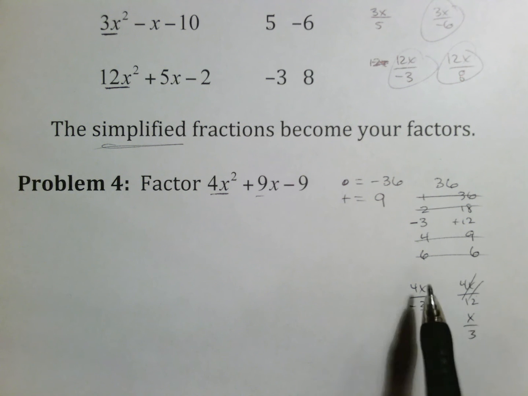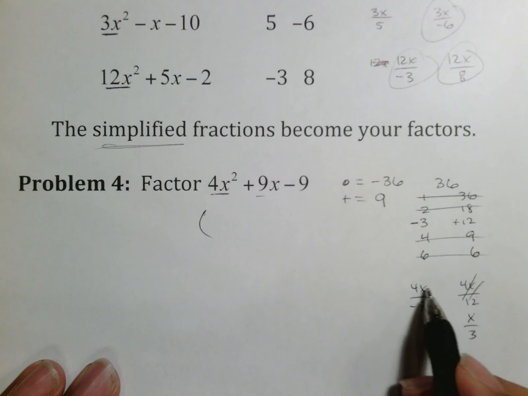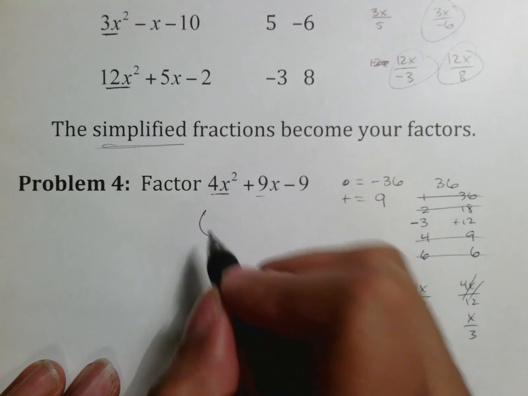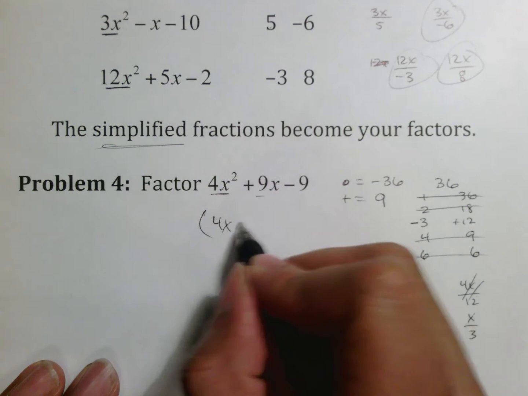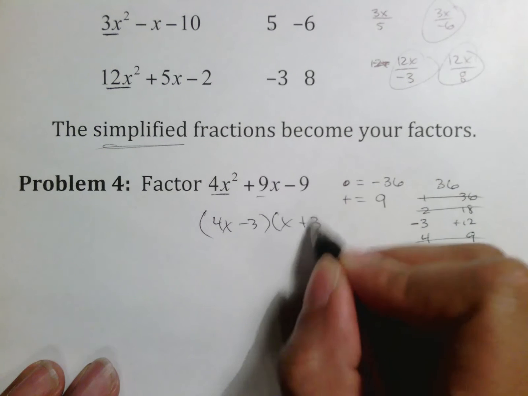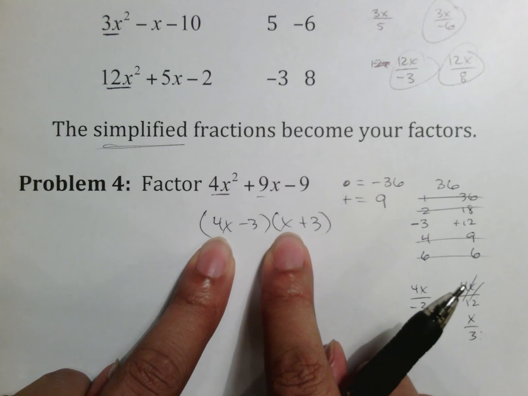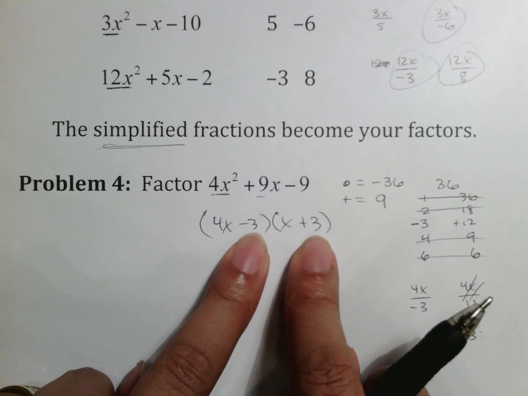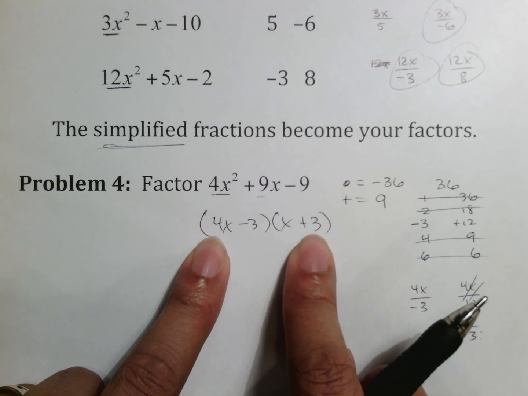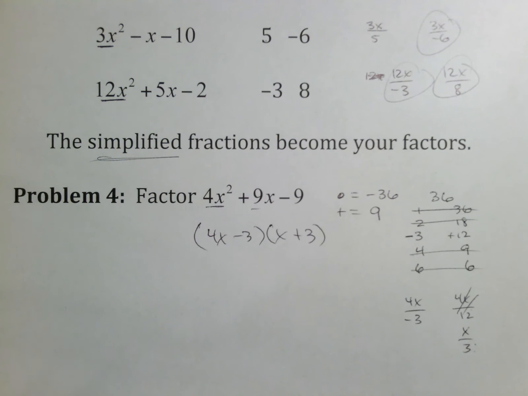Now here's what you have to do to finish it off. You simply take your parentheses and write this as a binomial. So you write 4x minus 3 here, and you write x plus 3 here. And as you do a quick check, there is your 4x squared. There is your negative 9. This is a positive 12 minus 3, which gives you your positive 9, and that is it. All right.